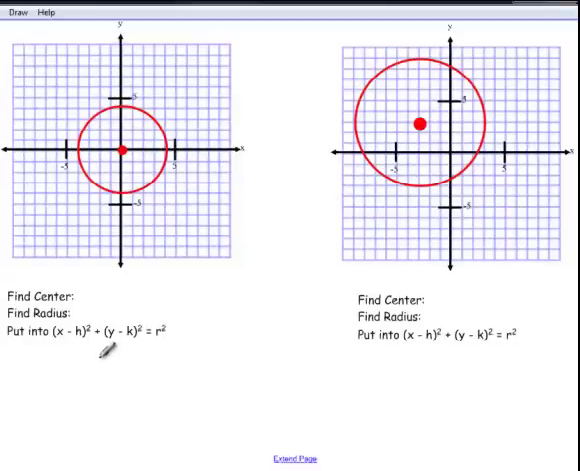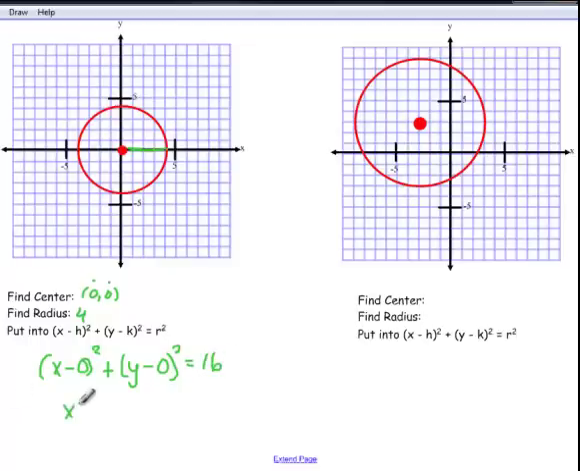Here we have two circles. Find the center of the circle. Not a trick question. You need to know that in order to write your equation: (0, 0). Find the radius. Well, we can just count in this case. 1, 2, 3, 4. The radius is 4. So now I have all the necessary information to put into my formula. x minus h, which is the x value of the center, squared, plus y minus the y value of the center, squared, equals the radius squared, which is 16.